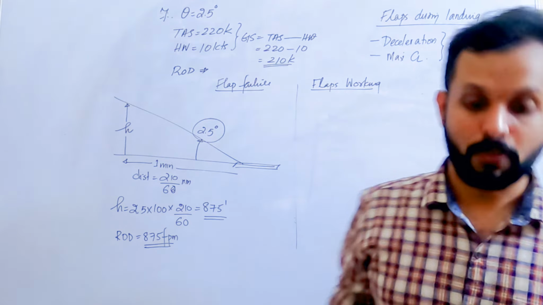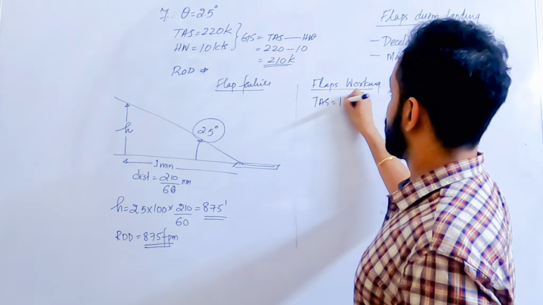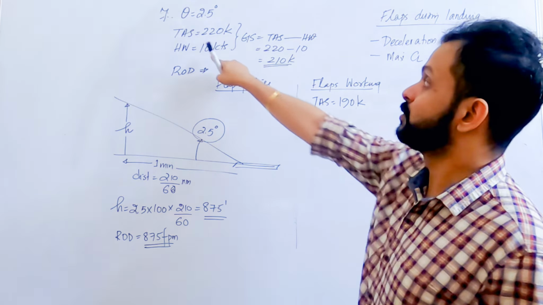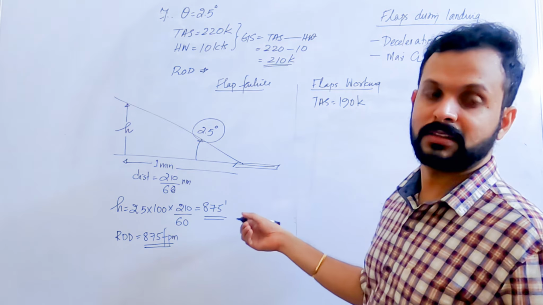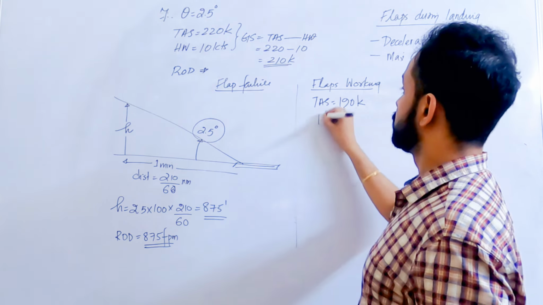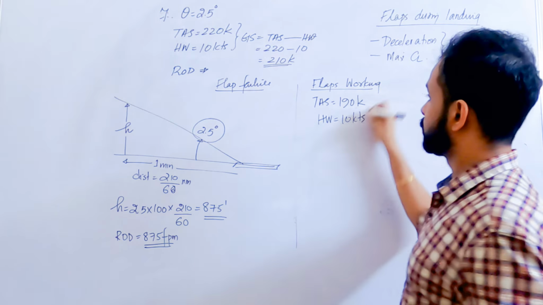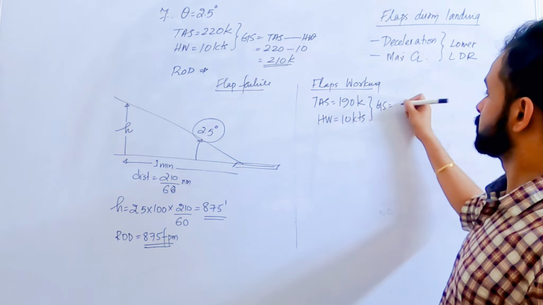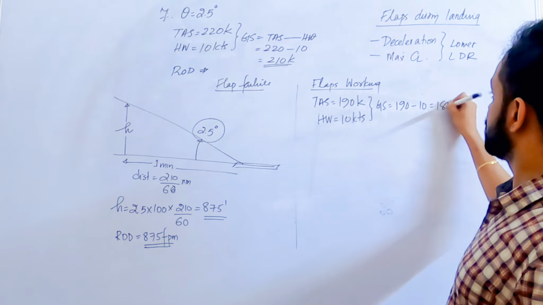To how much? 190 knots TAS. Your TAS is 190 knots. Be very particular about what is given in the question. TAS is 190. You still have the same headwind component which you have to consider, right? Wind has nothing to do with your hydraulic failure. So your headwind is there, which is 10 knots. So the ground speed will now be TAS minus headwind, that will give me 180 knots. 190 minus 10, which is 180 knots.